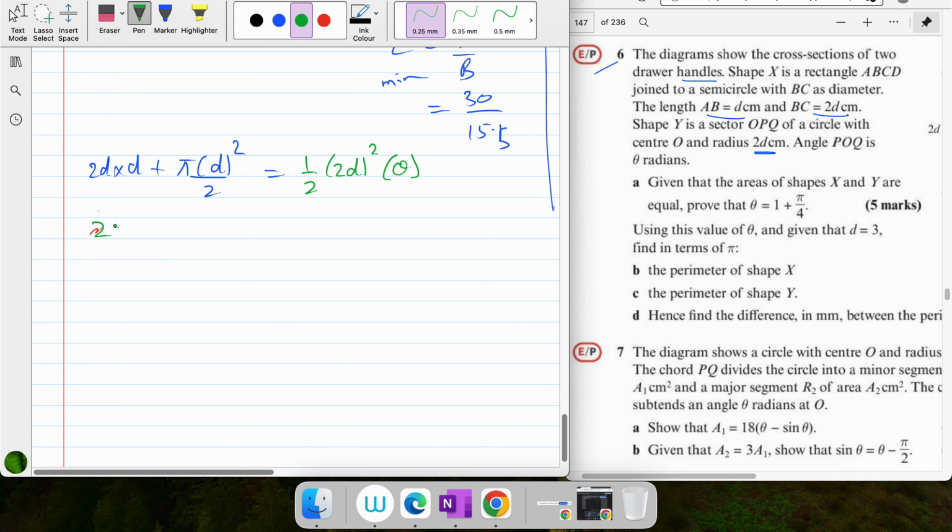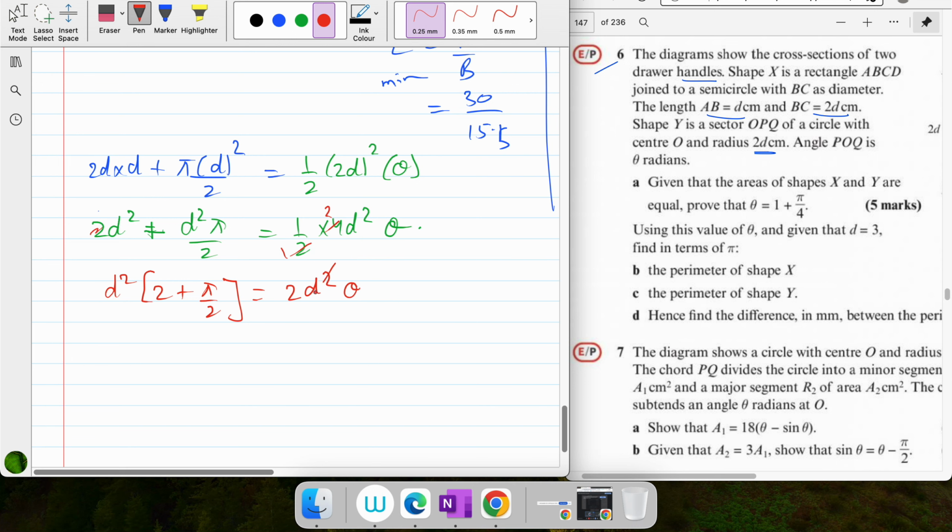So this is 2d squared plus d squared pi by 2 is equal to 1 by 2 into 4d squared theta. Taking d squared as common, I'm left with 2 plus pi by 2, and on the other side, 1 by 2 times 4 is 2d squared theta. So d squared goes with d squared and I'm left with theta.